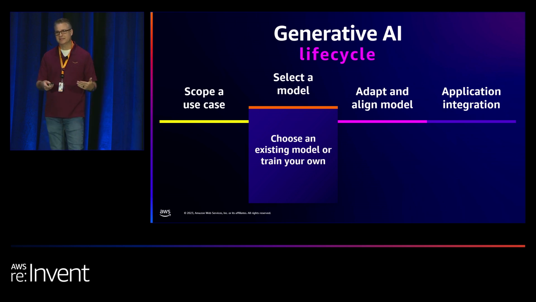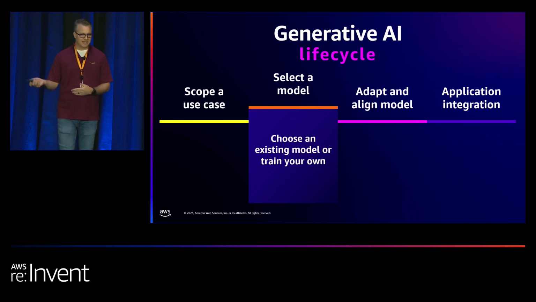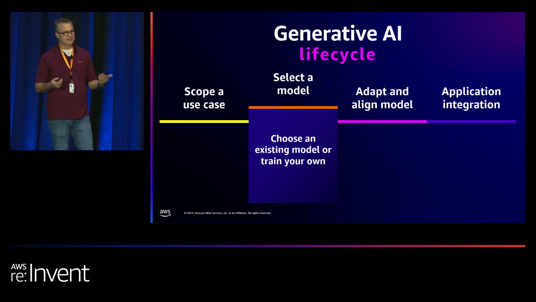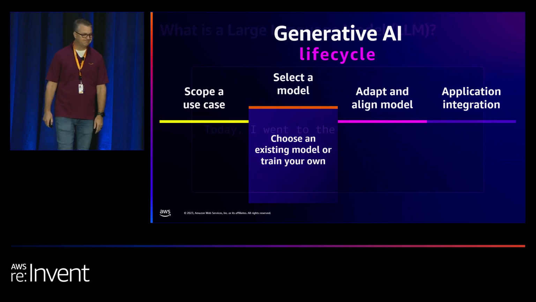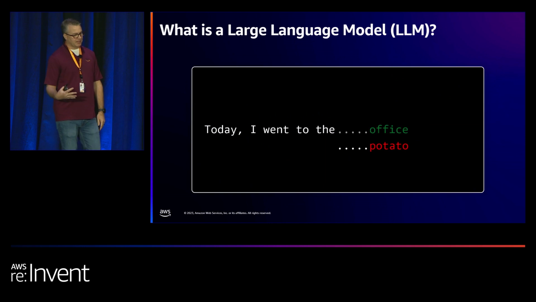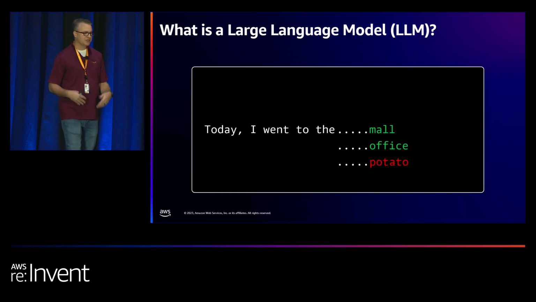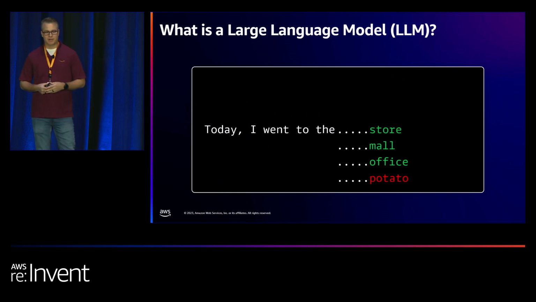So if you can use an existing model and just enhance it, which is what Aaron's going to talk about next, it's a much better path. So we're just going to stick to using existing models for this talk versus creating models from scratch. Before we talk about choosing a model, let's talk about what actually is a large language model.